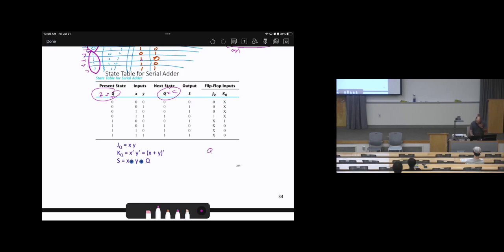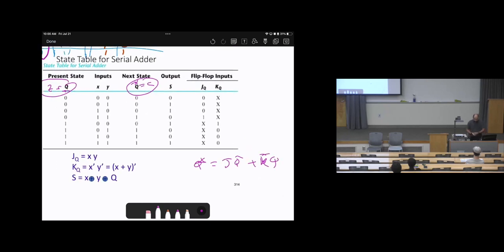So JK flip-flop Q star equals J Q bar plus K bar Q. Now we need to do something like reverse engineering. So for example here, when the Q is 0, Q star should be 0. So let's substitute 0, J times 1, plus K bar times 0, we yield that J plus K bar equals 0. That's for the first one.